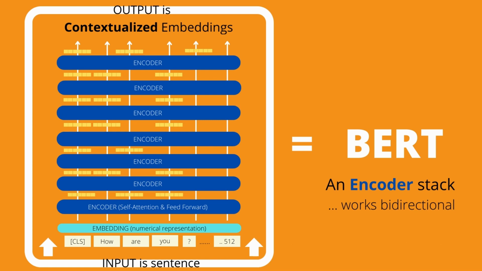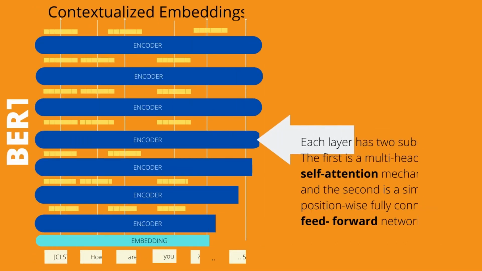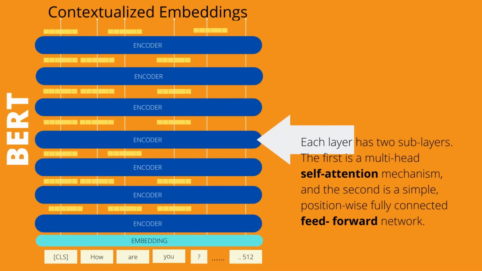Now, contextualized is so important because if you compare it to word2vec, we have a static embedding. And the beauty of BERT is that it works bidirectionally, and we have a mechanism called self-attention. Now here we have a look at this encoder. And if you're not familiar, in each of these blue layers, called encoder, we have two sublayers. The first is a multi-head self-attention mechanism.